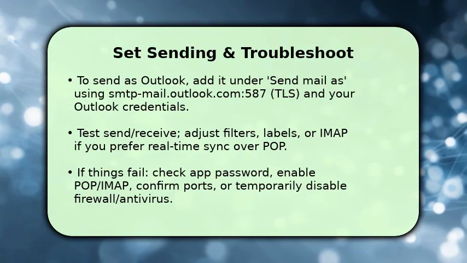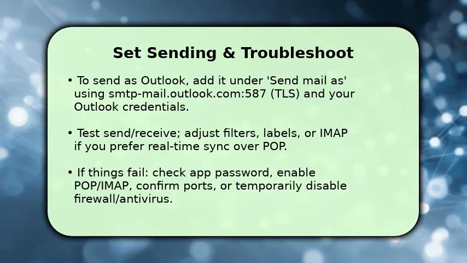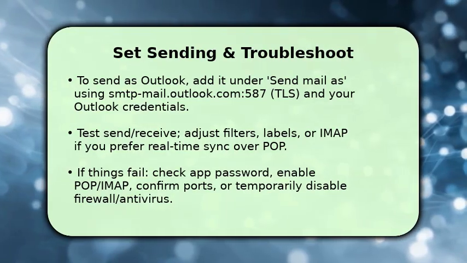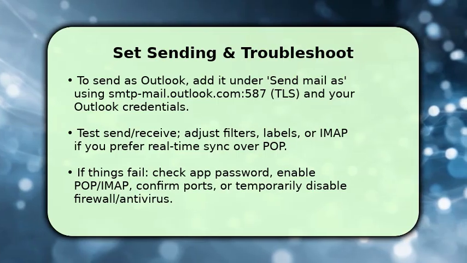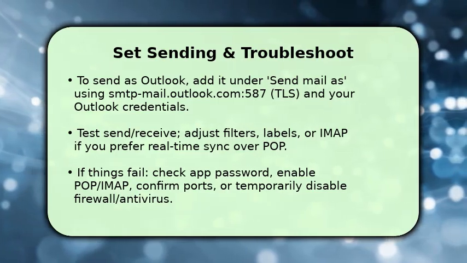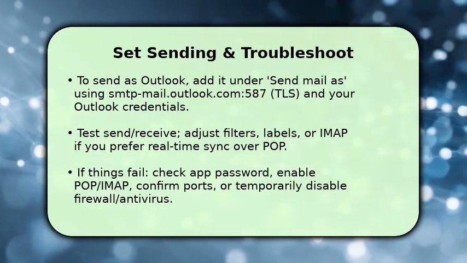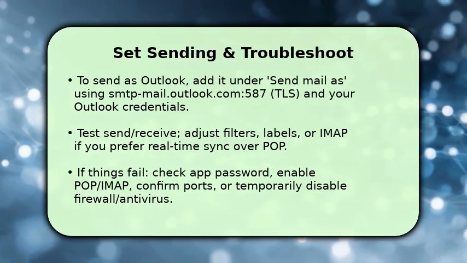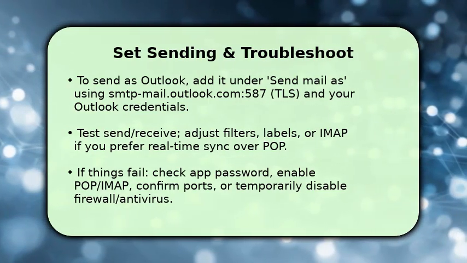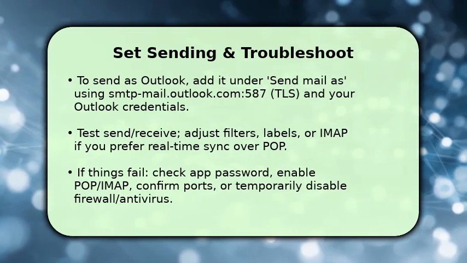Finish by adding Outlook under Send mail as in Gmail if you want outgoing messages to appear from your Outlook address. Use smtp.mail.outlook.com on port 587 with TLS and authenticate with your Outlook credentials or app password. Send a test message and verify that new incoming emails arrive with the chosen label.